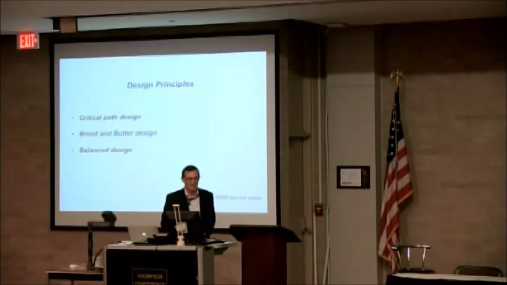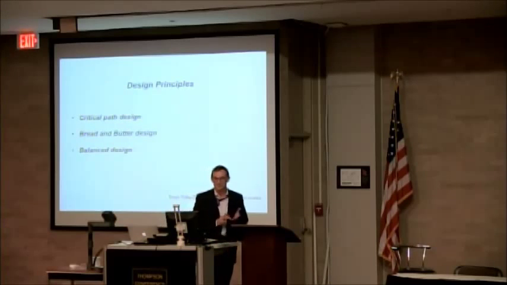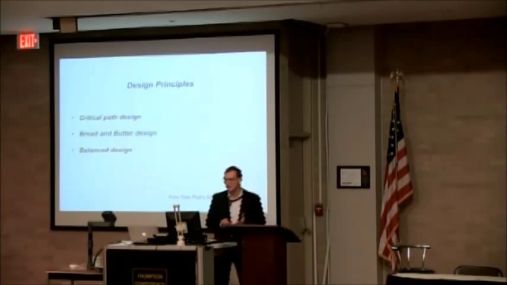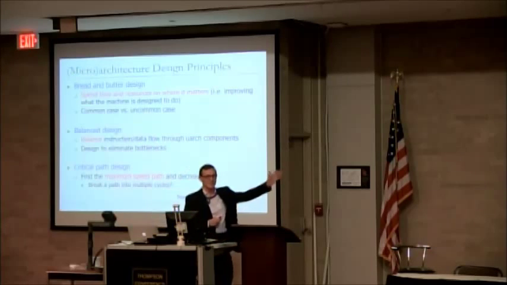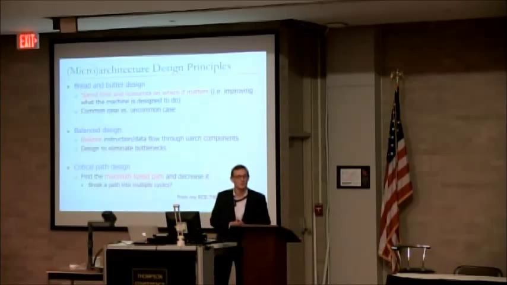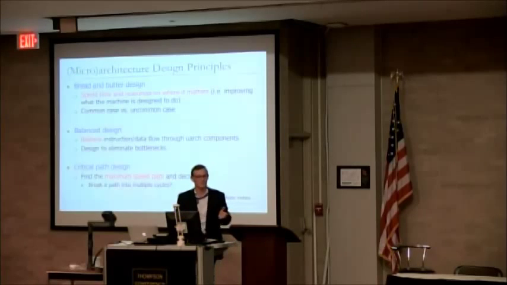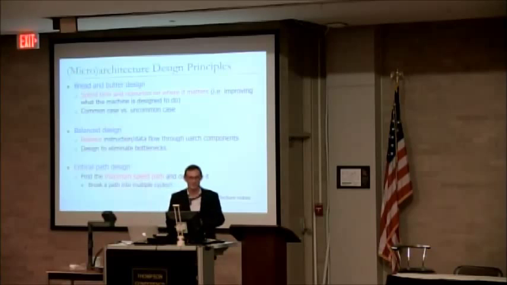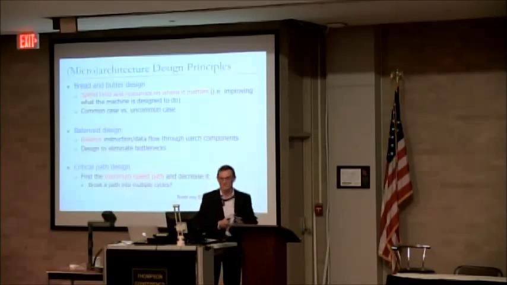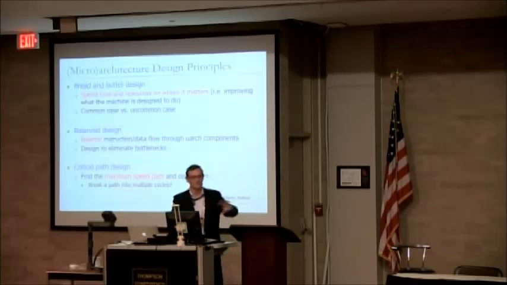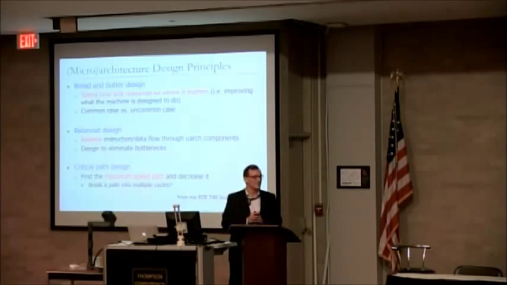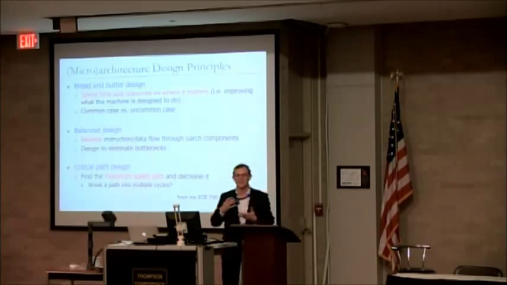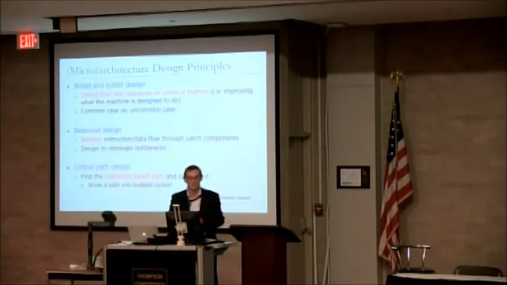Basically, there are 3 design principles he puts up for systems: critical path design, bread and butter design, and balanced design. And these are the slides that I took the liberty to expand for my own lecture notes. Basically, bread and butter design means that you spend time and resources where it actually matters. Optimize for the common case. Don't make the uncommon case terrible. Balanced design, well, it's system balance. Design to eliminate bottlenecks. Critical path design, find the maximum speed path. Or I will rephrase this on my own: basically, accelerate the critical thing that is actually important for you.